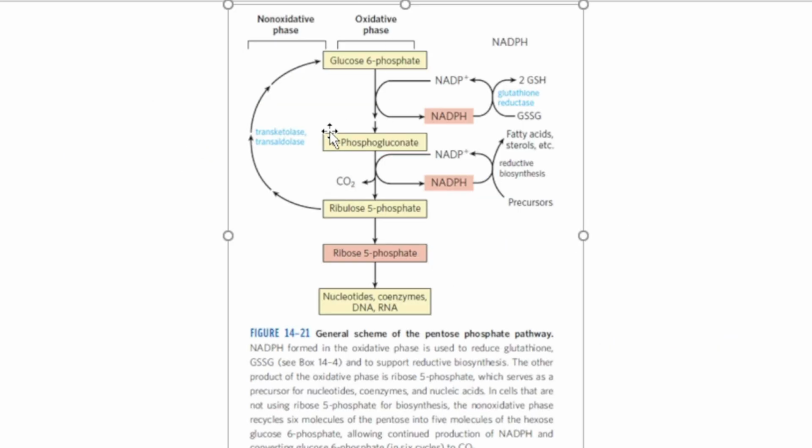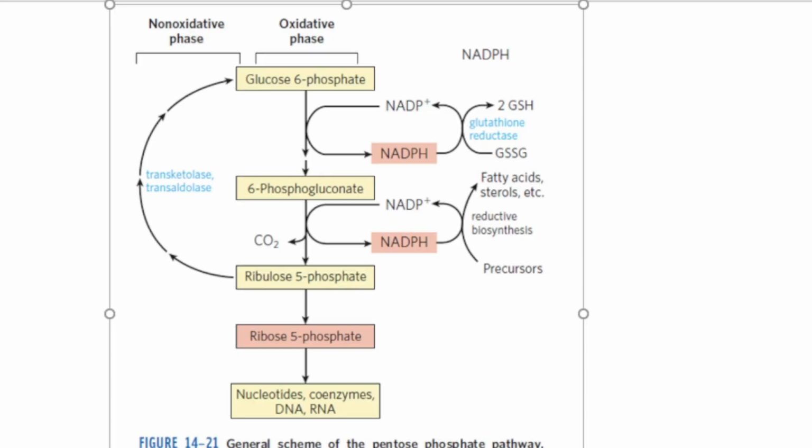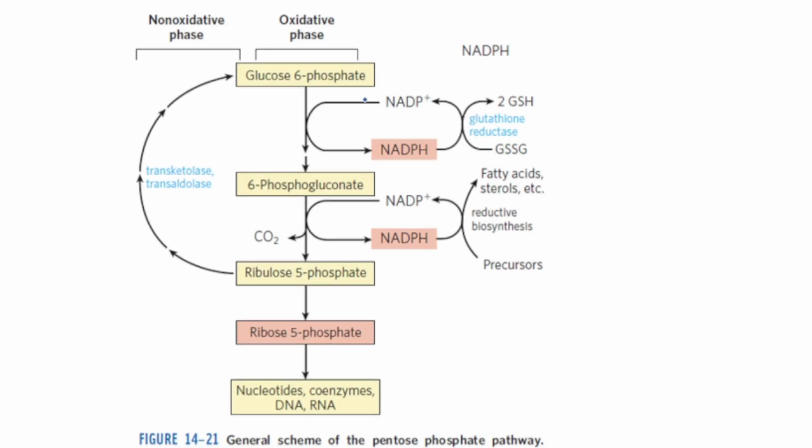Let us see the oxidative phase here. The glucose 6-phosphate is converted into 6-phosphogluconate. Here the intermediate steps are skipped. NADP plus is utilized and NADPH is produced. Now from 6-phosphogluconate, one carbon dioxide is removed, and by utilization of NADP plus it is converted into ribulose 5-phosphate, and here NADPH is generated.